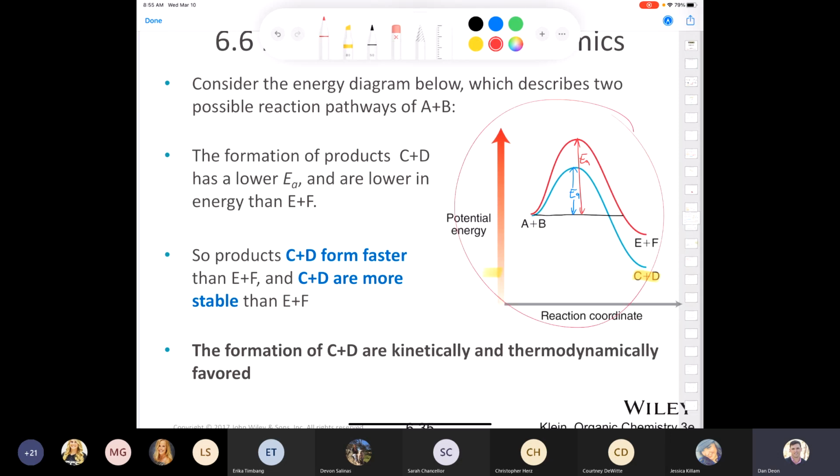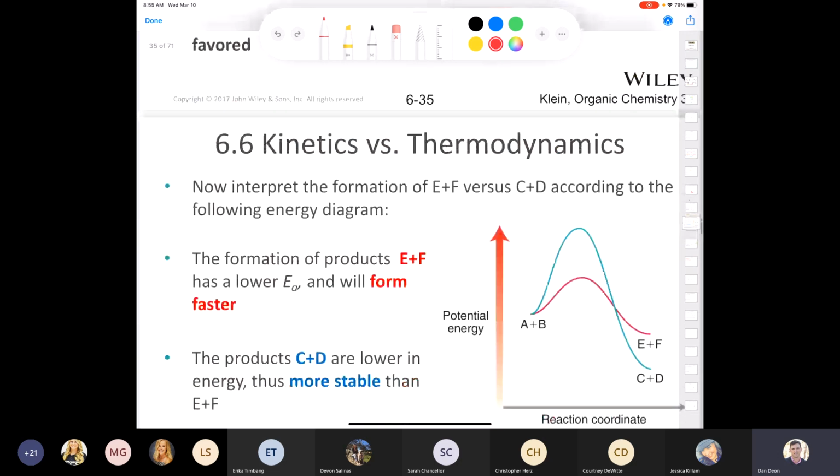But I remember that this is one of the first questions on an ACS final that I gave to my students a couple years ago, where it had this exact diagram and it just said, C and D, what are they? Are they kinetic and thermodynamic or whatever? Anyhow, it's kind of an interesting question.